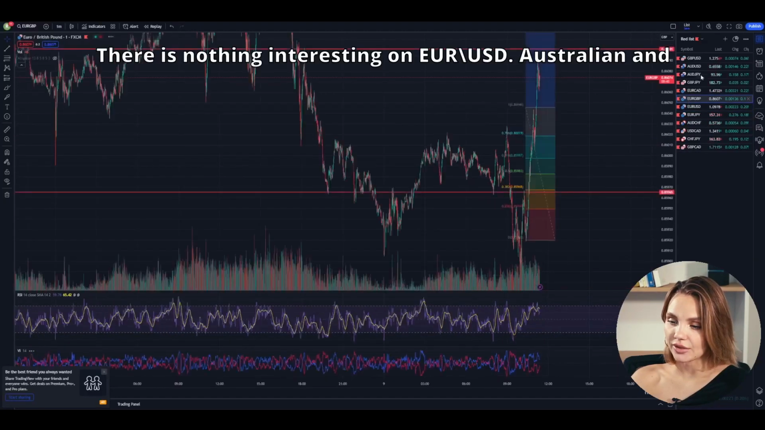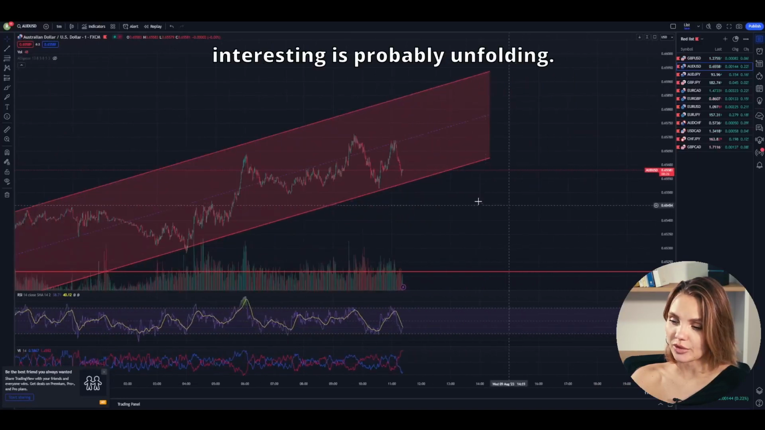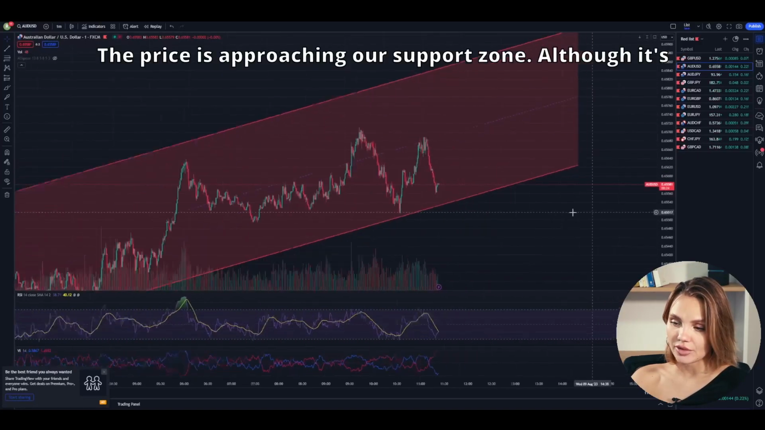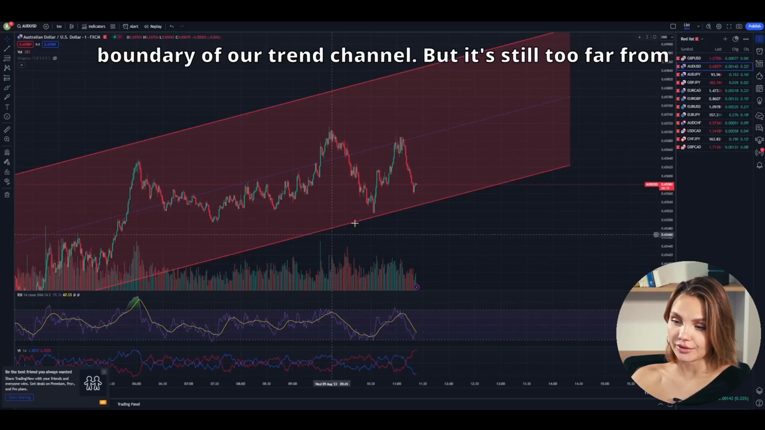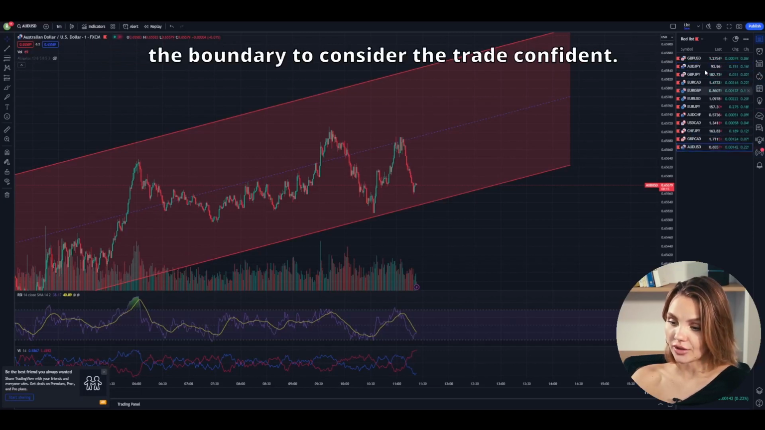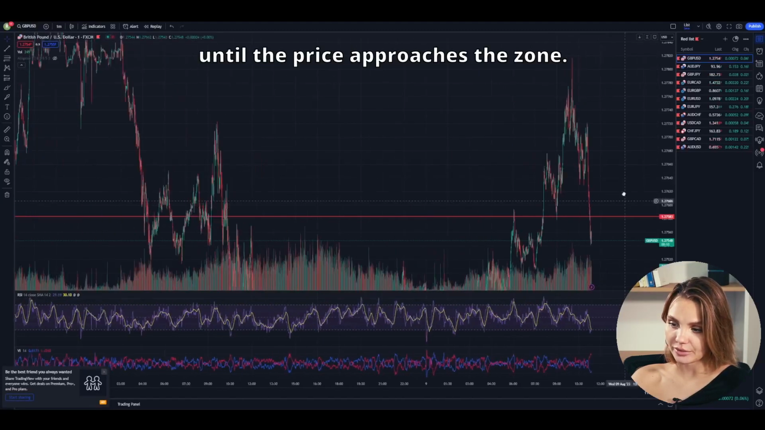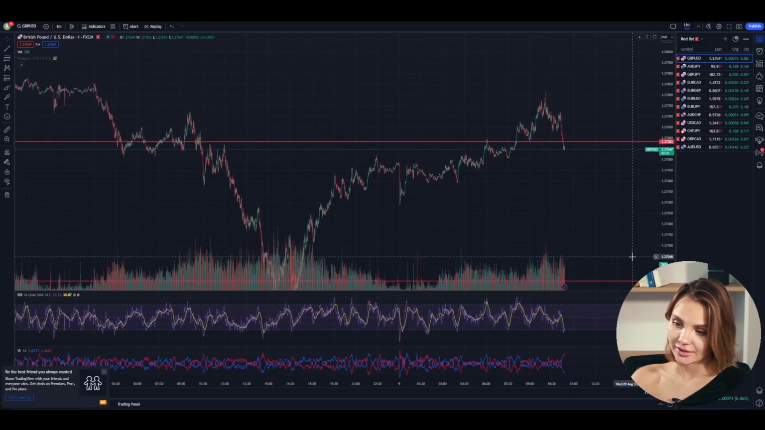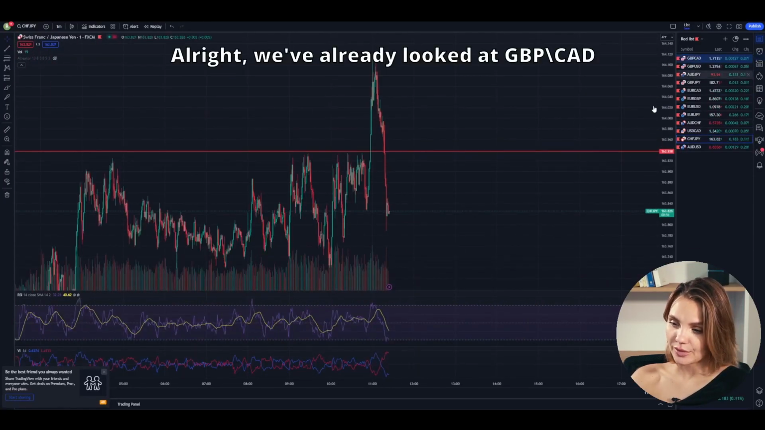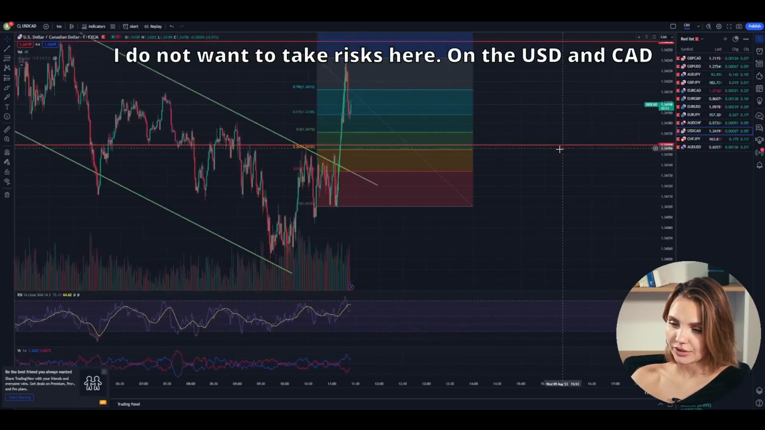There is nothing interesting on Euro and USD. Australian and US dollar, here something interesting is probably unfolding. The price is approaching our support zone. Although it's not exactly a support zone, it's the lower boundary of our trend channel, but it's still too far from the boundary to consider the trade confident. Let's set this situation aside until the price approaches the zone. Let's say we'll add it to the watch list. Alright, we've already looked at British pound and Canadian dollar. The payout is only 57%. I do not want to take risks here.